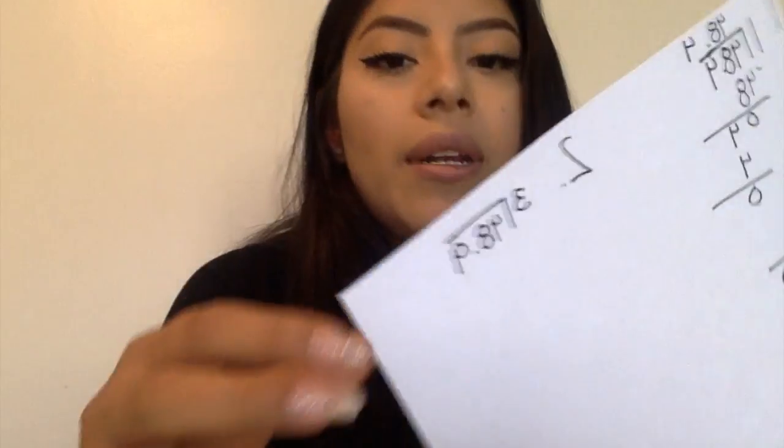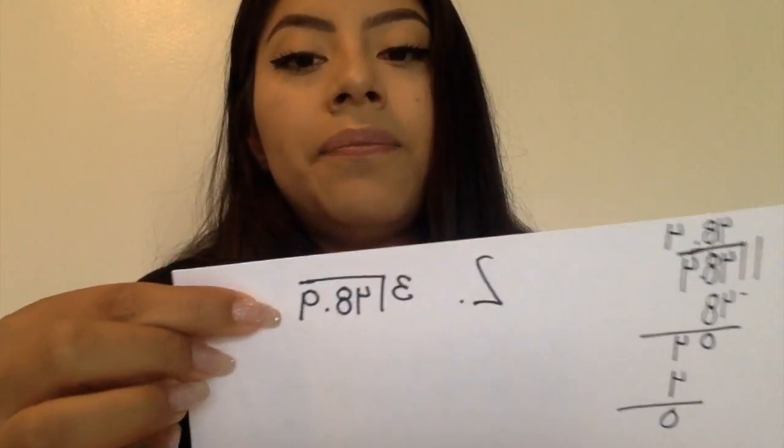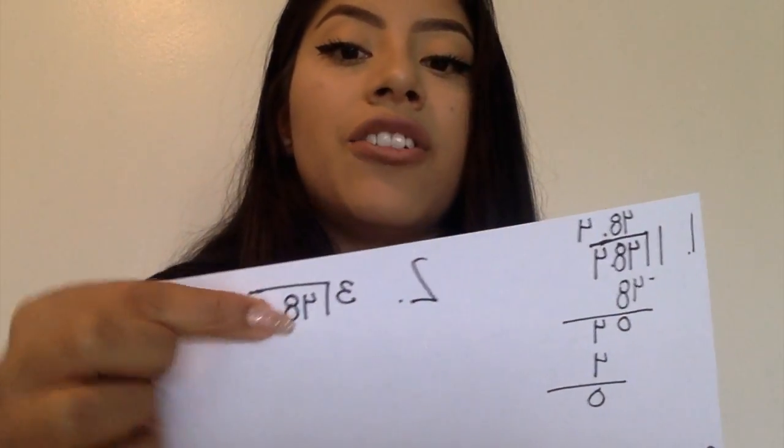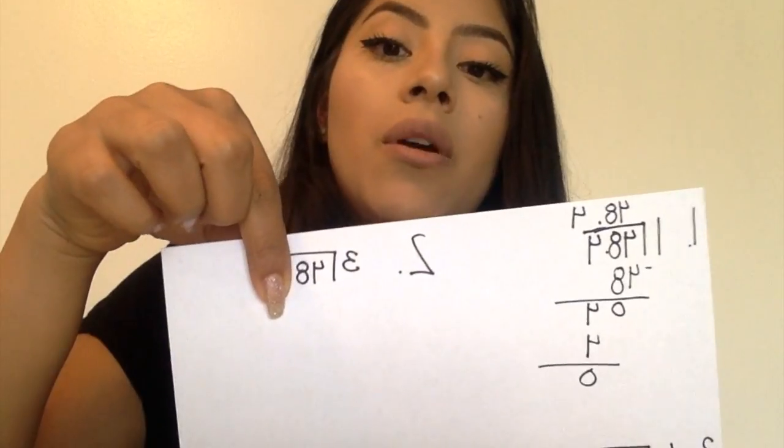The first one was fairly easy because we were dividing by 1. It turned out to be itself. Let's take a look at the second question. We have 48.9 divided by 3. I already went ahead and wrote it. Again, let's look at just the number before the decimal, so 48 again. How many times does 3 go into 48? That is 16 times. So 3 times 16 equals 48.